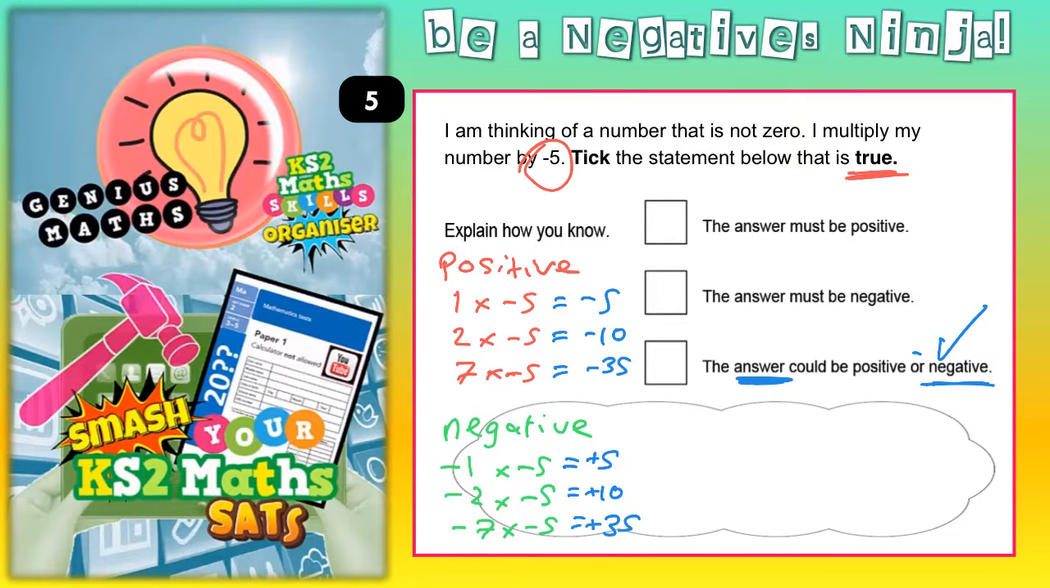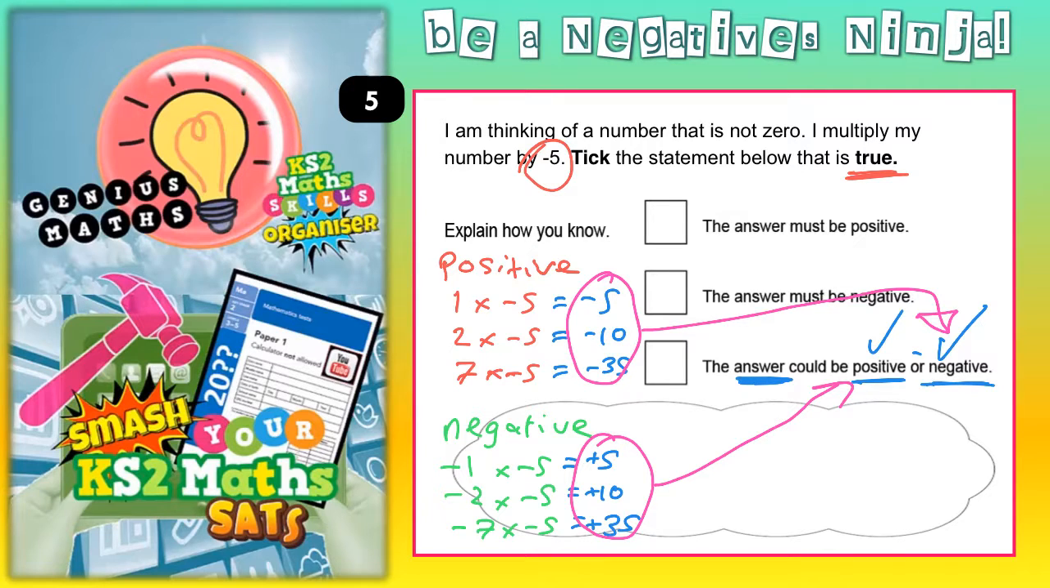Now, what we've got here is we've got some answers which are positive. Positive 5, positive 10, positive 35 are all positive. So that appears to be the box that we're going to tick. These answers are negative answers, and these answers are positive answers. So to cut a long story short, the statement below that is true is this statement.